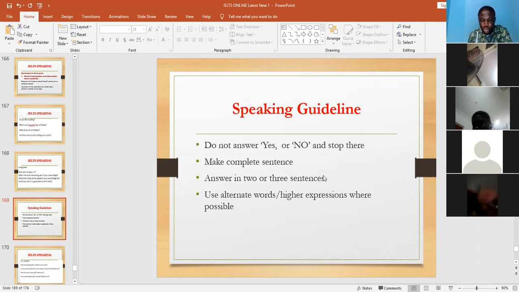The other part, I say use alternate words and higher expressions where possible. Okay, alternate words. Do you love, what's your favorite food? Instead of saying back to the examiner that my favorite food, you can say I love, okay, or the cuisine I so much love is. So you can use the alternate word as against the direct word used by the examiner. So that's the way to use alternate word and expression.